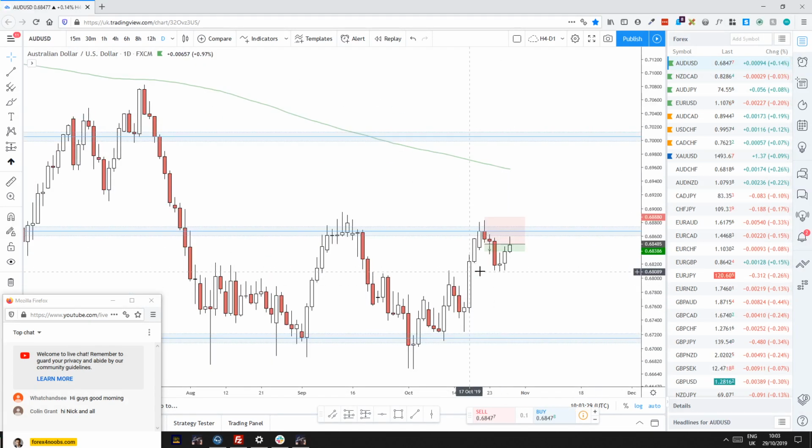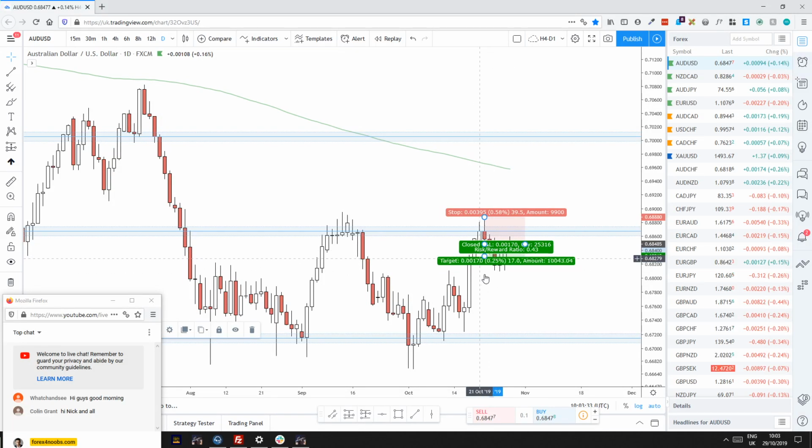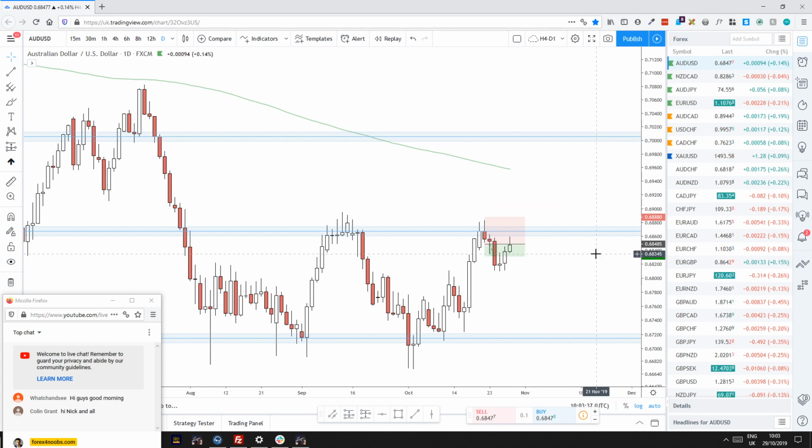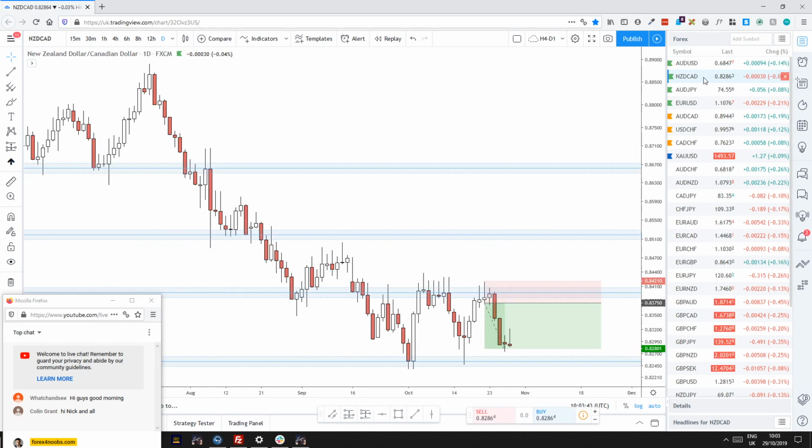So I got a little bit of profit on that one, but nothing major, nothing that I'm really happy with. It was a tiny amount of profit, just about a quarter of what I was targeting on the trade. So, you know, not that great.